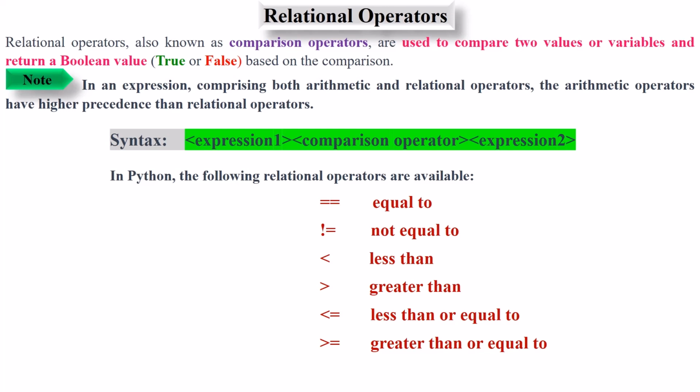Relational operators, also known as comparison operators, are used to compare two values or variables and return a Boolean value, true or false, based on the comparison. In an expression comprising both arithmetic and relational operators, the arithmetic operators have higher precedence than relational operators. In Python, the following relational operators are available: equal to, not equal to, less than, greater than, less than or equal to, greater than or equal to.